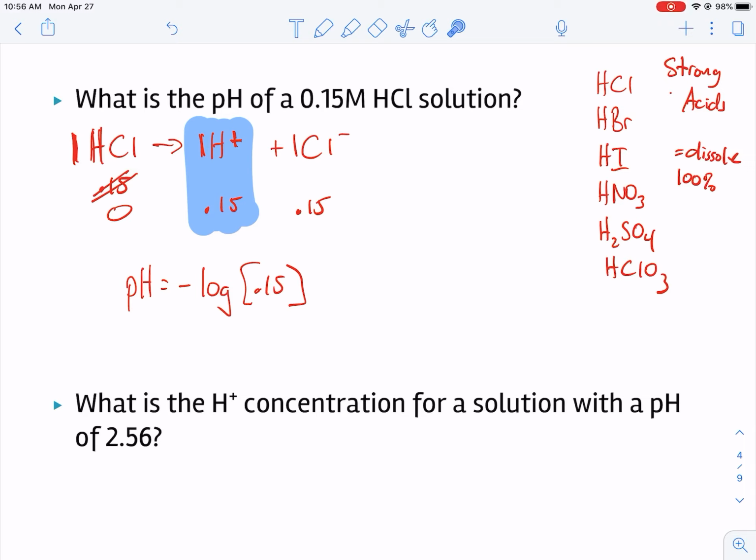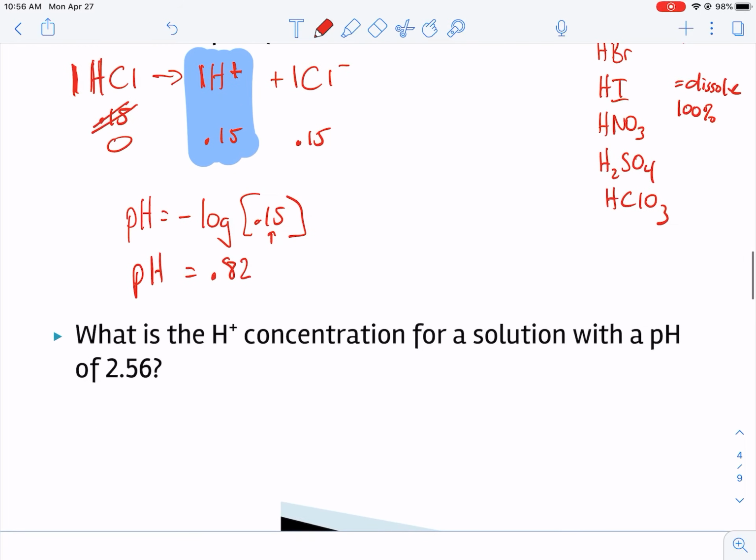I hit the negative, I hit the log, I hit 0.15, I hit equals, and I get a big long number. And since I have 2 sig figs here, I'm going to put 2 decimals in my answers. So I'm going to go 0.82 is my pH. And there's no specific units that are attached to this. You would just say that the pH is equal to 0.82.